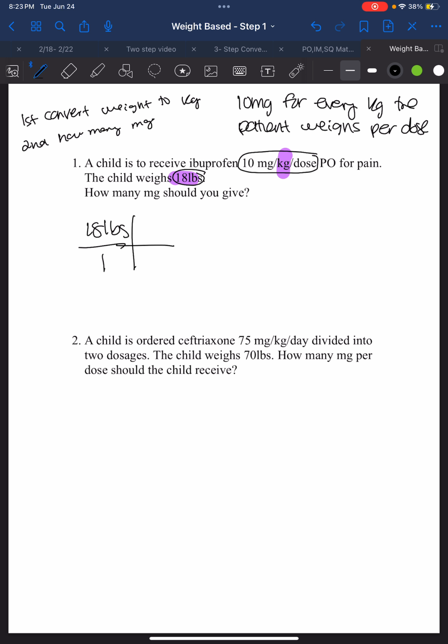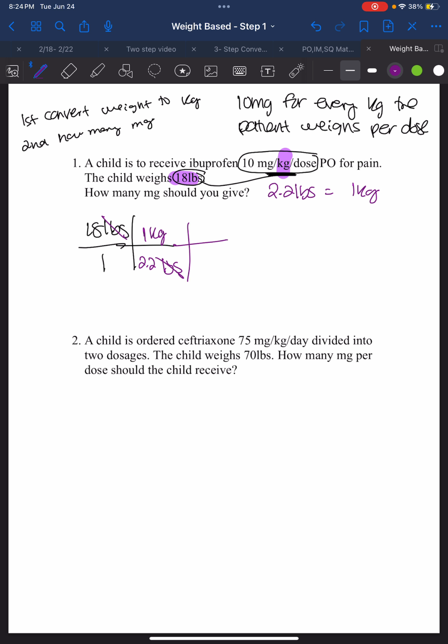We know that we're in pounds, but we need to get to kilograms. So, what is our conversion for pounds to kilograms? You should remember 2.2 pounds equals 1 kilogram. So, we know pounds is at the top here, so it has to go on the bottom because we want to get out of pounds and into kilograms. So, we're going to put 2.2 pounds on the bottom and 1 kilogram at the top.